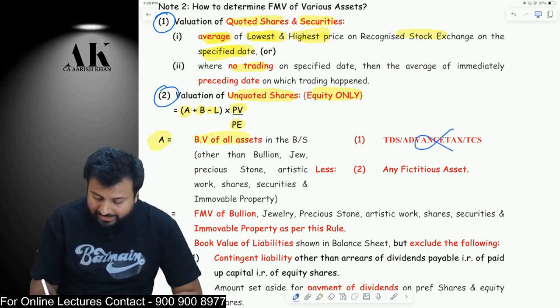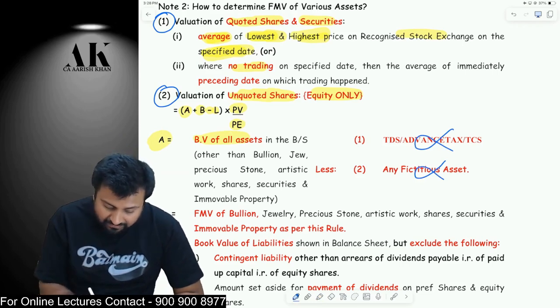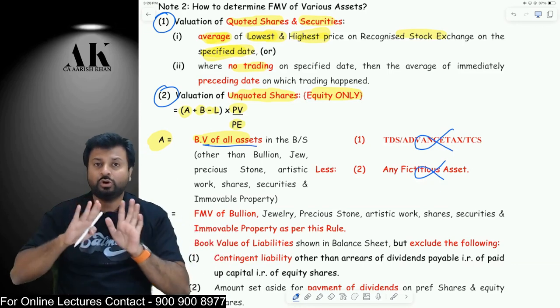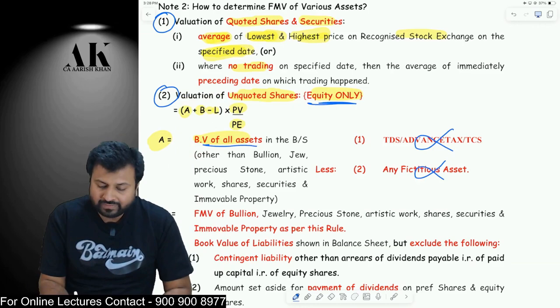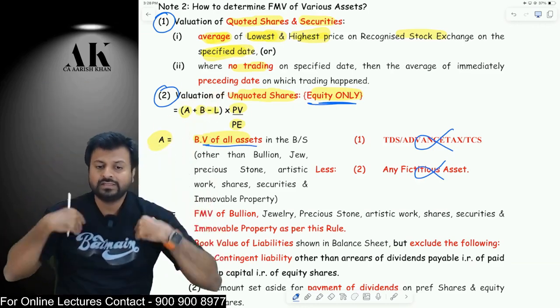Again, do not include TDS, TCS, advance tax. Now, this is the value of which company? Is it the value of us? No, no, no. It is the book value of the assets of the company in which you have invested. It is the book value of the assets of the company in which you have invested the equity shares. This is not our book value.